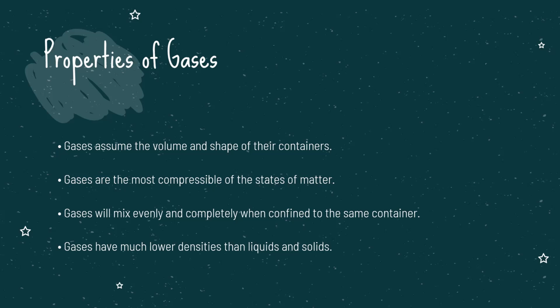So gases will mix evenly and completely when confined to the same container. If you add two kinds of gases, they'll mix very fast. You don't have to stir them around or shake them around, like if you bake or cook and have to mix stuff around. You don't have to do that with gases, just dump them into the same container and they'll mix.